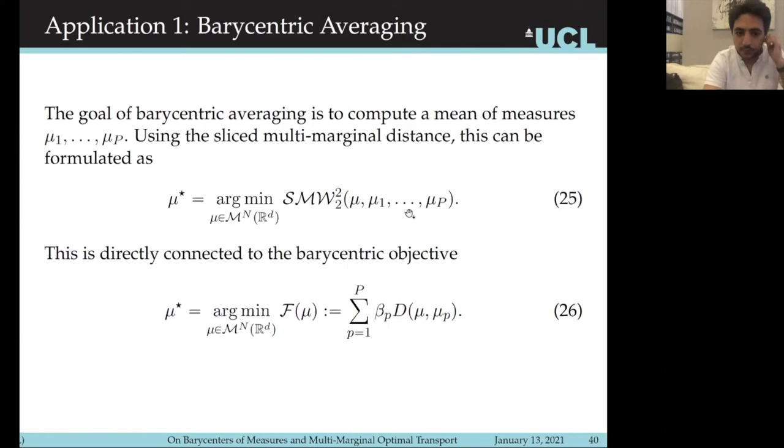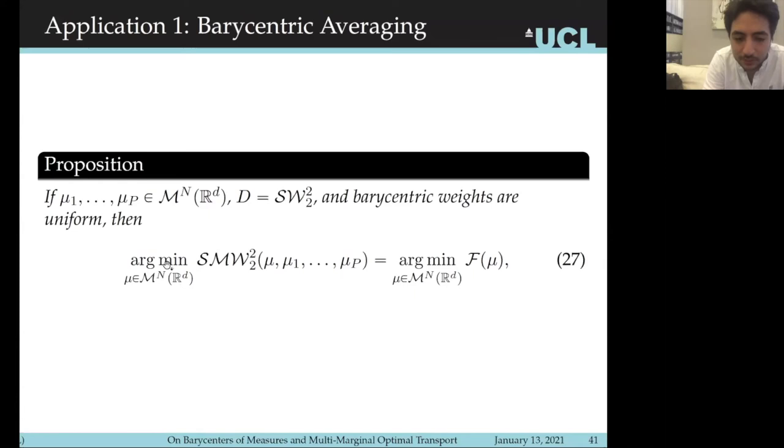Before, when we were doing barycentric averaging, we were trying to find a mu that is as close as possible according to the weighted sum of Wasserstein distances. And what we prove in the paper is that doing this minimization of the slice multi-marginal Wasserstein squared with respect to mu is exactly equivalent to solving the barycenter problem when the distance is the slice Wasserstein squared. So it's just the slice Wasserstein, the pairwise case of slice OT.